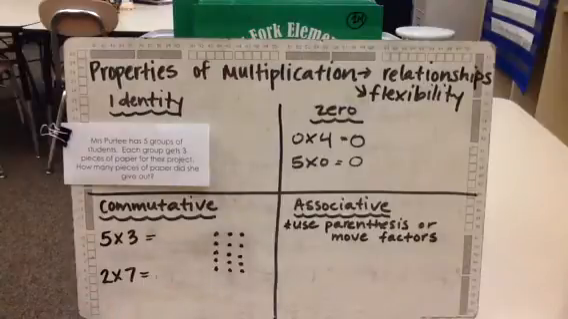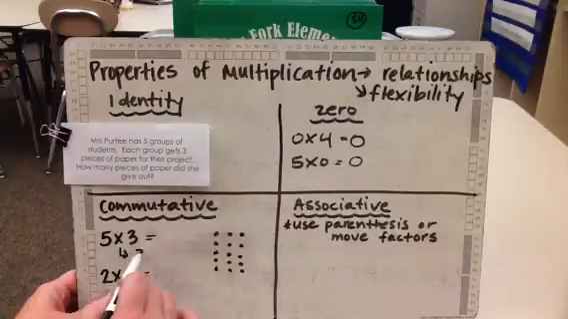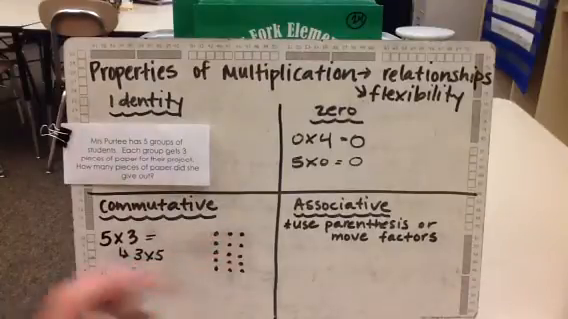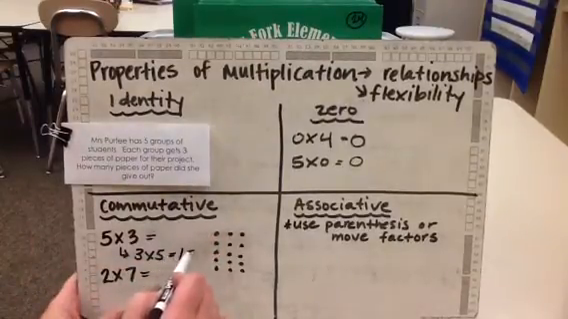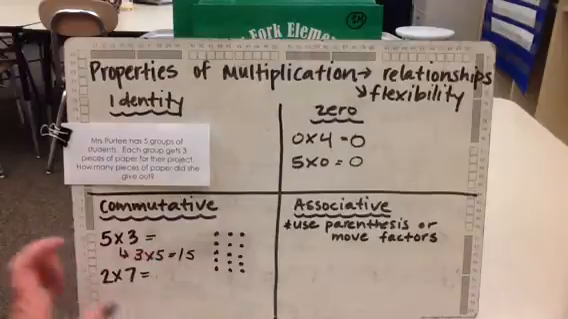So I would like to think, you know what, I'd rather count by 5s than by 3s. I've been counting by 5s since kindergarten. So I'm going to change those factors around. I'm going to switch them around, and I would rather count by 5s. So I'm going to count 5, 10, 15. But I can also trust that if 3 groups of 5 is 15, then 5 groups of 3 is 15.